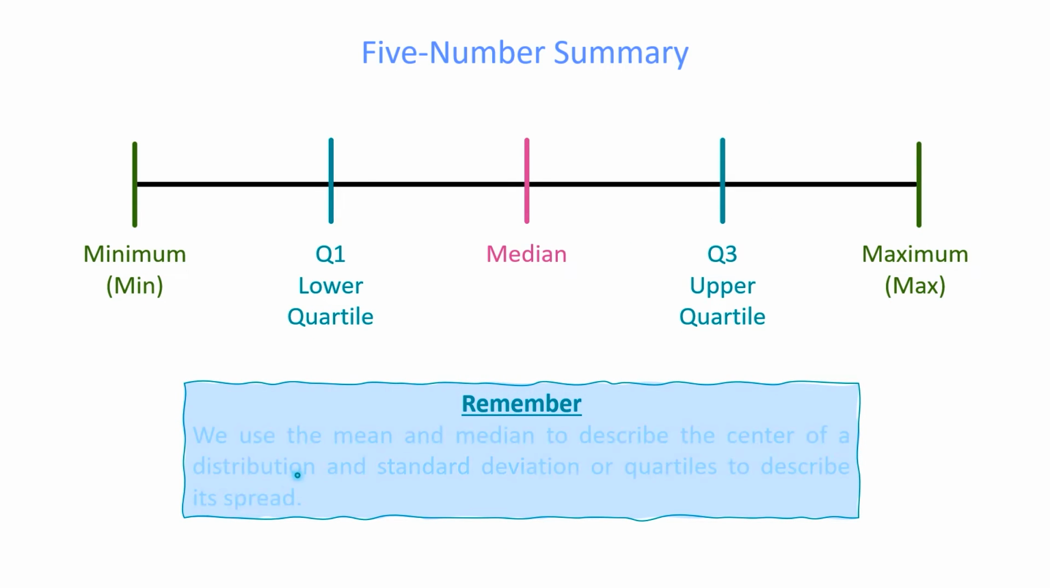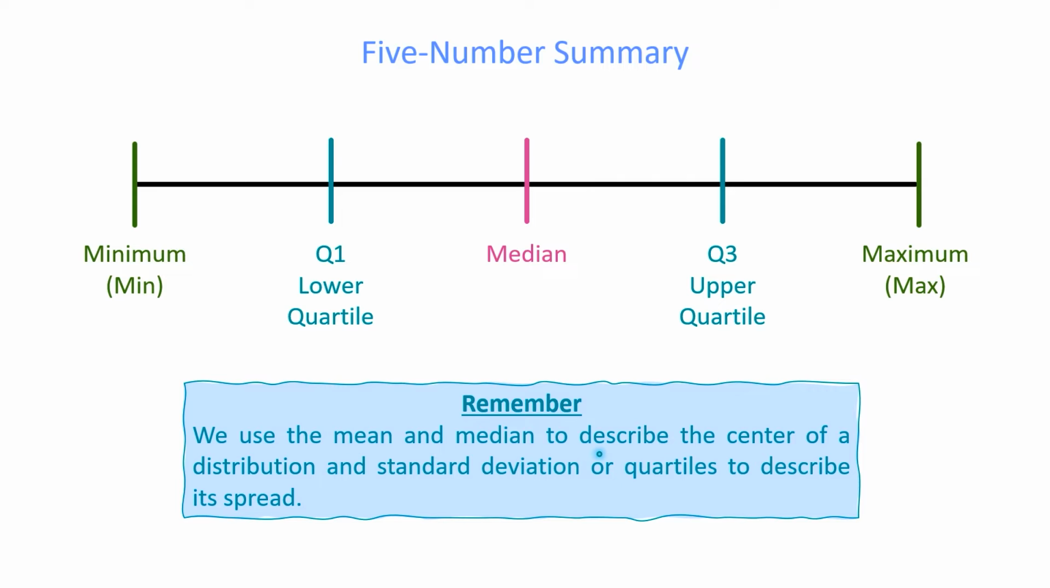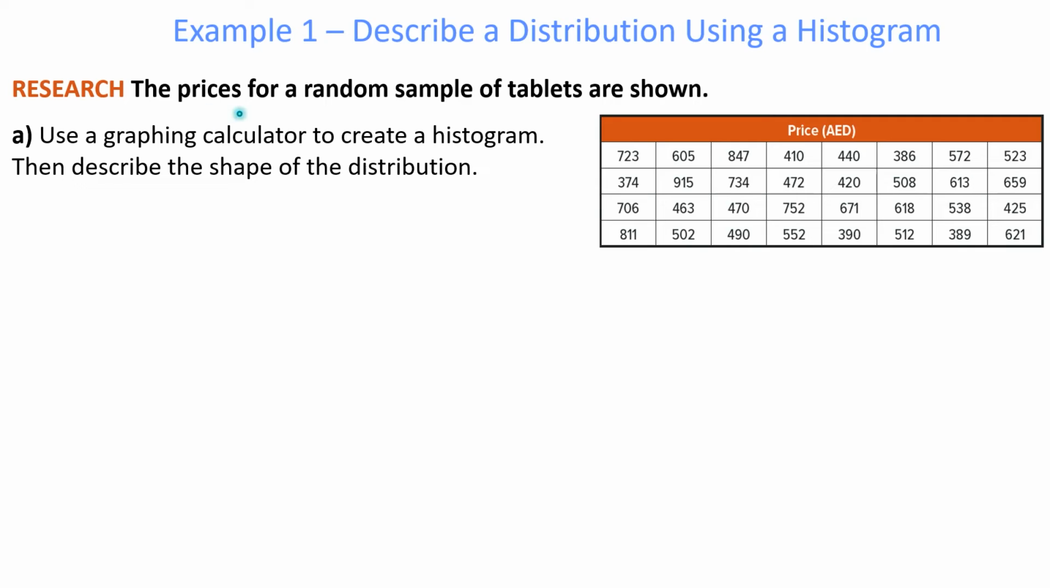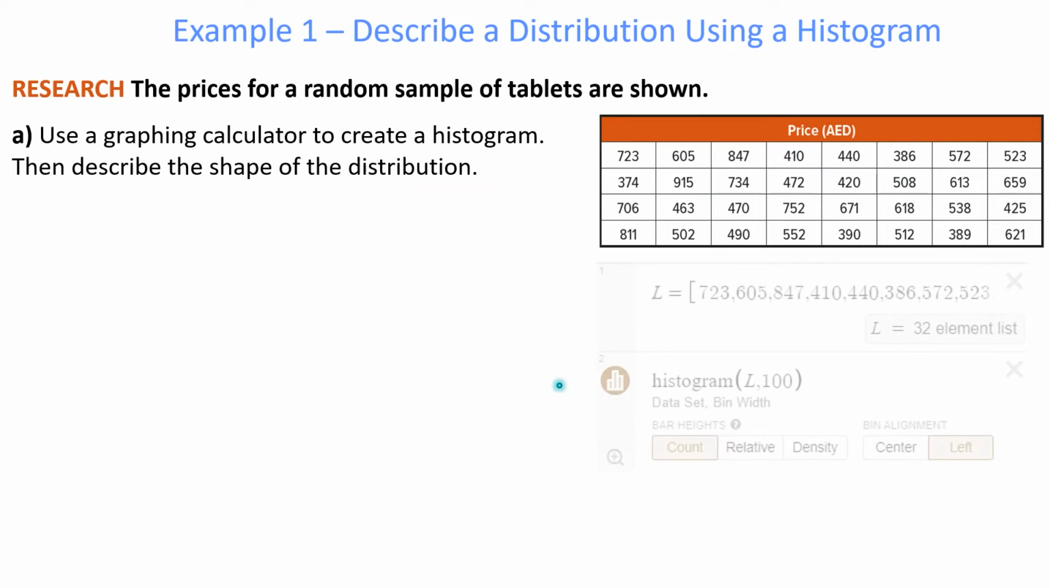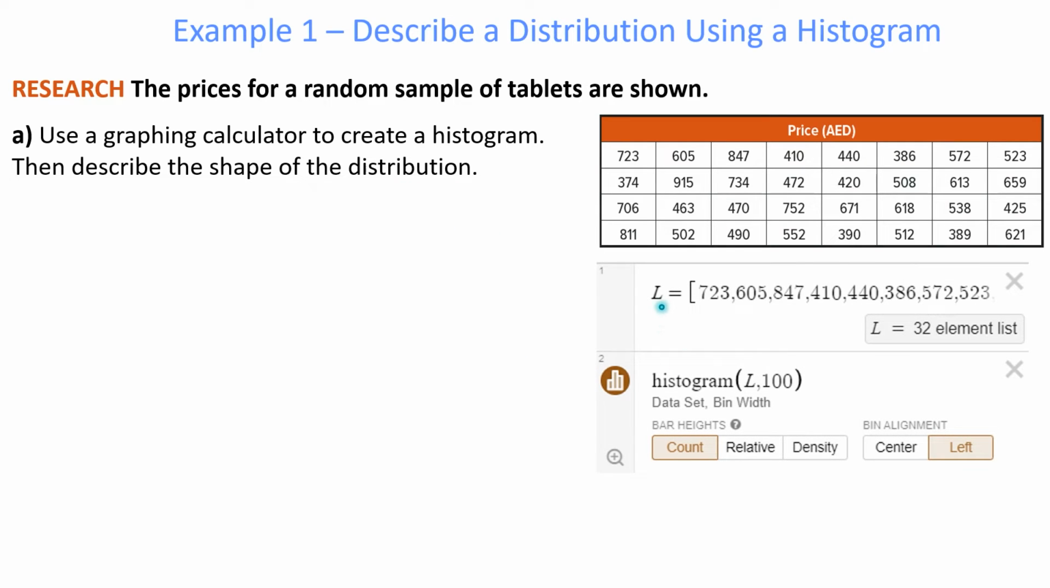Now remember, we use the mean and median to describe the center of a distribution and standard deviation or quartiles to describe its spread. Now, for example 1, the prices for a random sample of tablets are shown over here. Part A, we want to use a graphing calculator to create a histogram, then describe the shape of the distribution. Now, I've used Desmos. So in the first line, you type in L equals square brackets and then enter your data points, separating them by a comma, and you should have 32 elements.